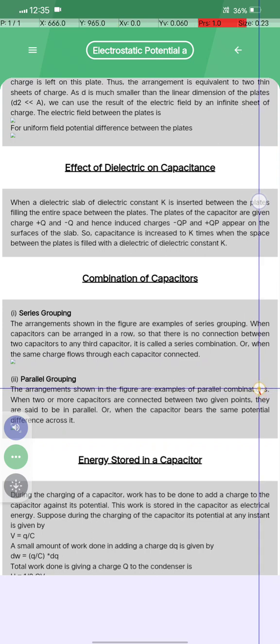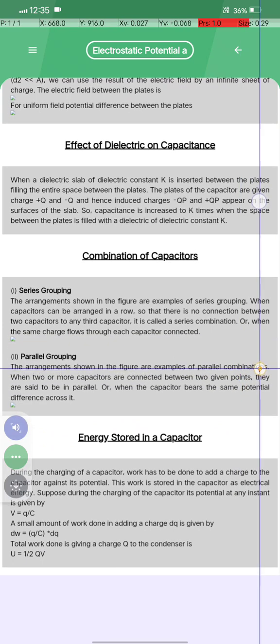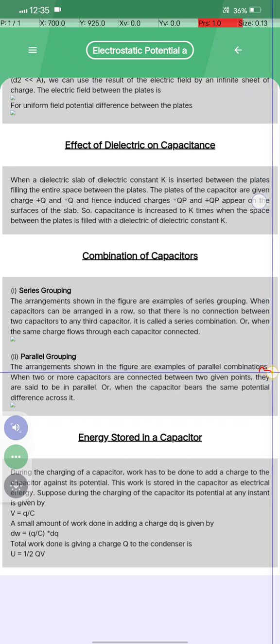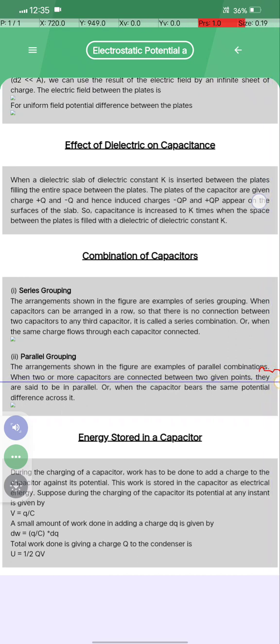Okay, and what is in parallel grouping? The arrangement shown in the figure is an example of parallel combination. When two or more capacitors are connected between the same two given points, they are said to be in parallel, where each capacitor bears the same potential difference across it.